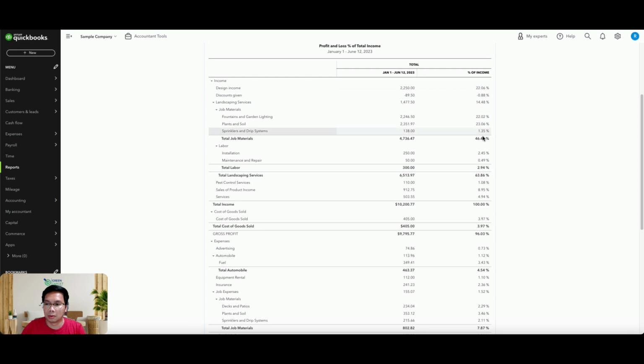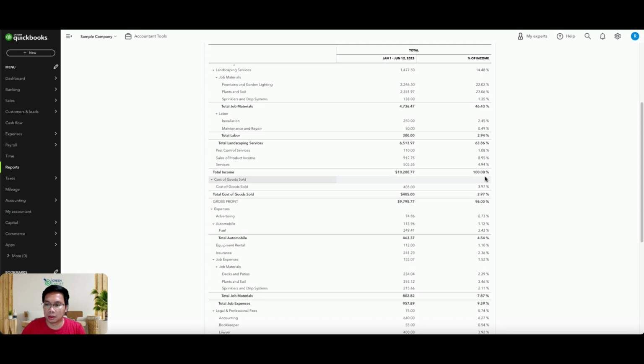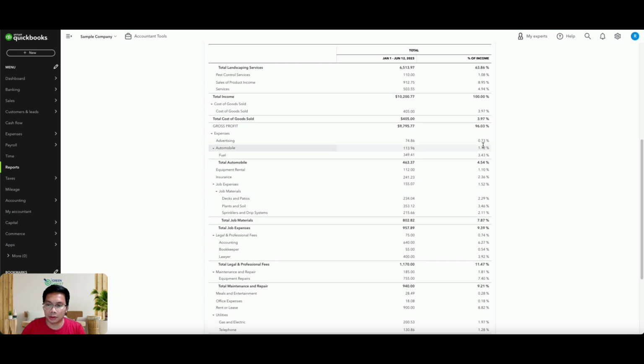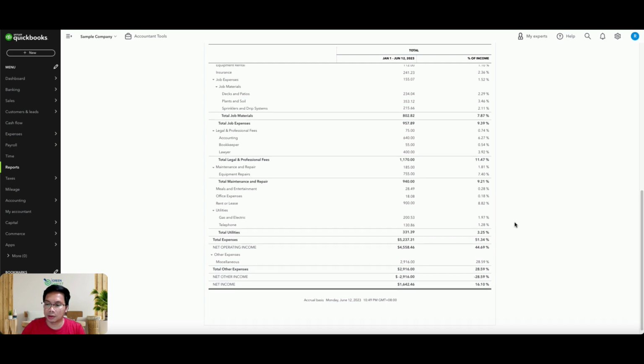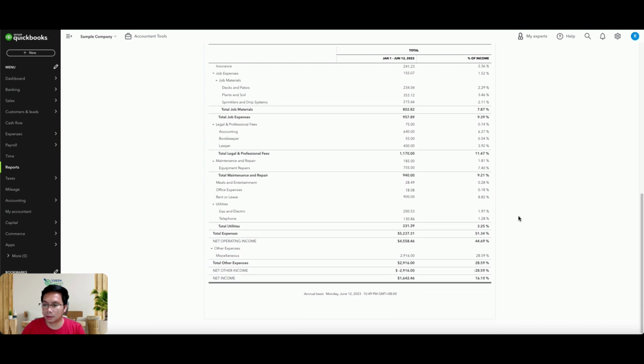We can see what percentage of the total income is being consumed by the cost of goods sold and the different operating expenses. And finally, how much is being left as net income or bottom line. 16% is a good percentage already. If you can make it higher, up to 20%, then that's very good.